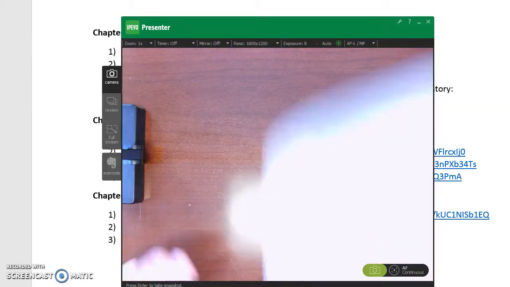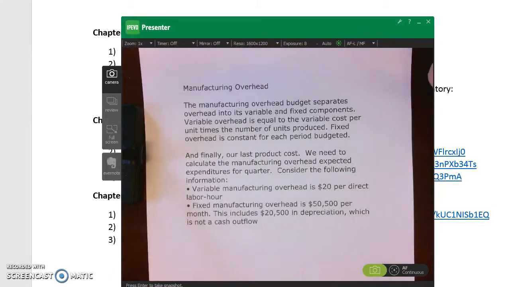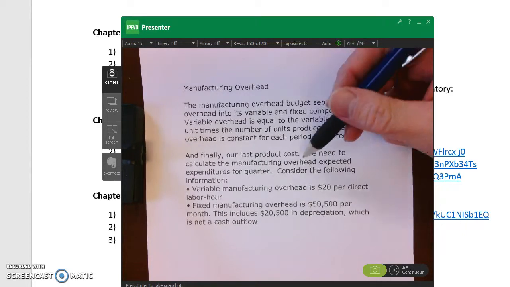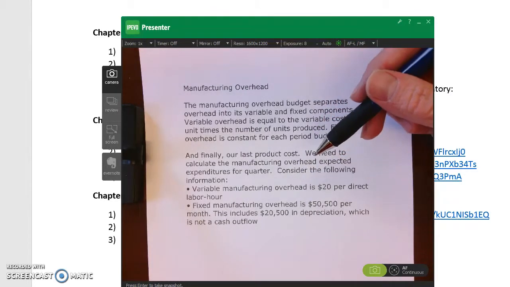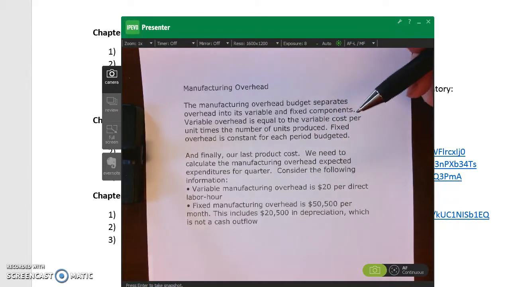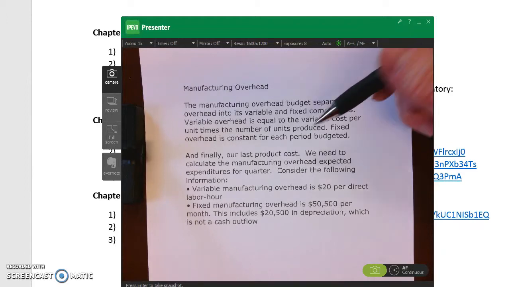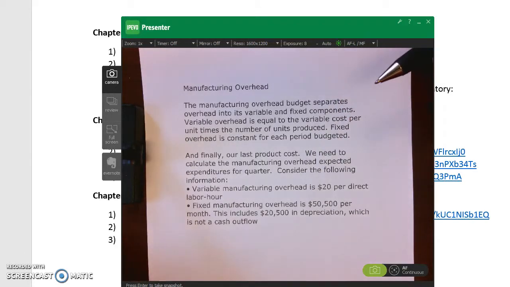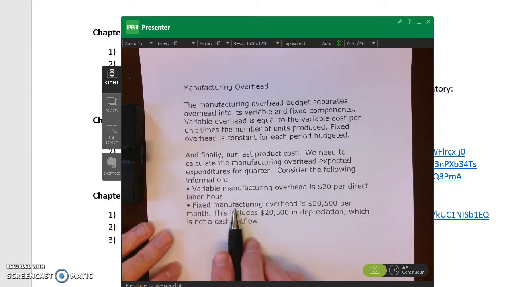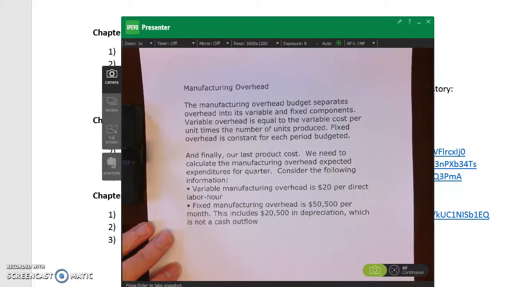Now we can look at the next budget. This is our manufacturing overhead budget. So our manufacturing overhead is going to separate out manufacturing overhead into fixed and variable components. Fixed is going to be a certain amount per month. Variable is going to be a certain amount per labor hour. And so we apply manufacturing overhead on the basis of labor hours. And so that's why we do it per labor hour. So you look over here, so fixed overhead is $50,500 per month. That includes $20,500 in depreciation.